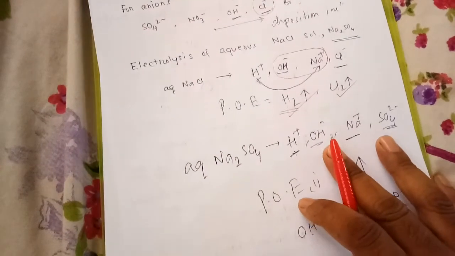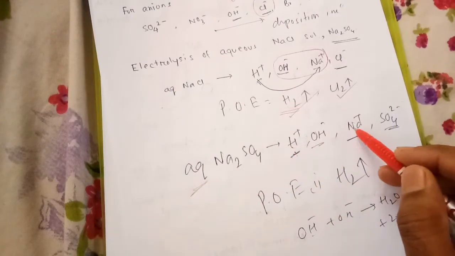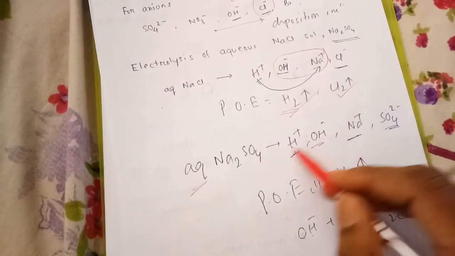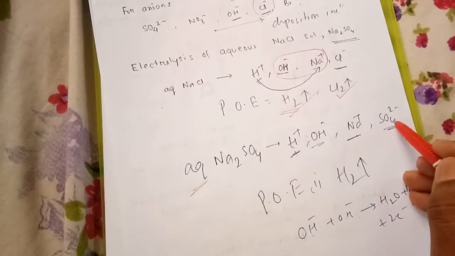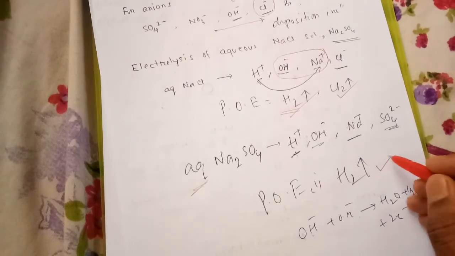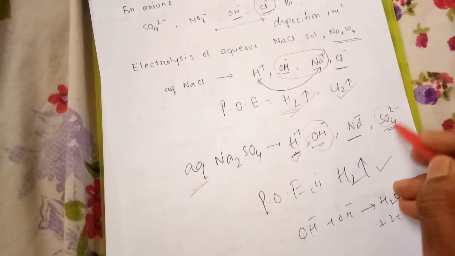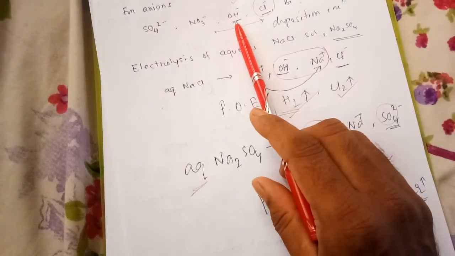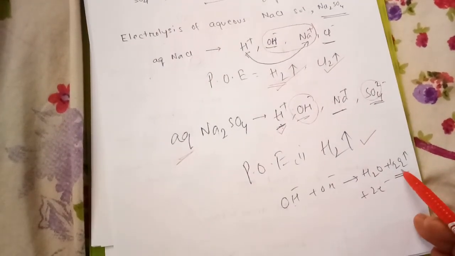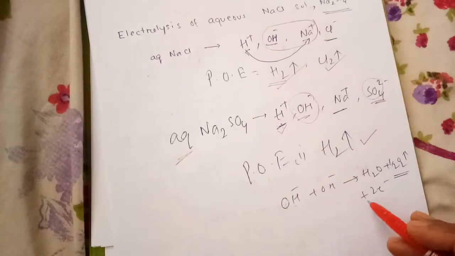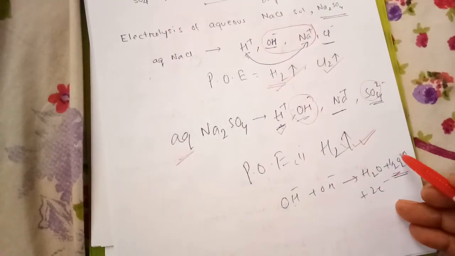Now if I consider Na2SO4, from the aqueous part we are getting H positive and OH negative, and from Na2SO4 we are getting Na positive and SO4 dinegative. The product of electrolysis here is hydrogen. Out of sodium and hydrogen, hydrogen is dominating, and out of OH negative and SO4 dinegative, OH negative is dominating. So OH negative combines together to give water plus half O2 gas and 2 electrons. So oxygen gas will liberate. So the products of electrolysis are one hydrogen and one oxygen gas.